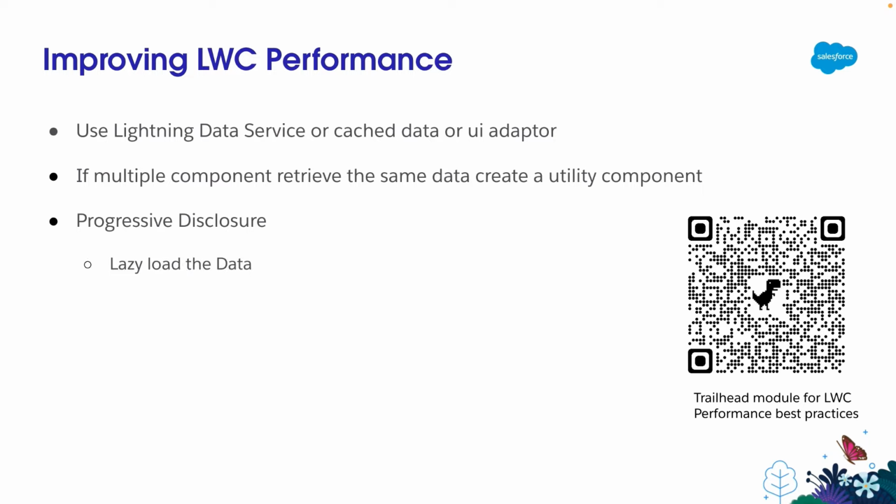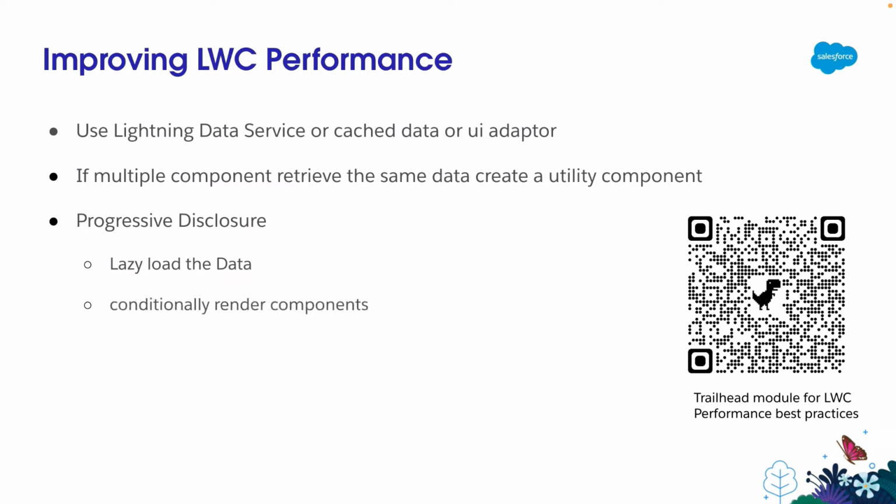First one is lazy loading the data. This can be achieved by using some of the standard out-of-box components like tabset that allows you to lazy load the data. So using components like tabset, we don't load all the data at once. Instead, based on the user interaction or when they click on different subtabs, we render that specific data.